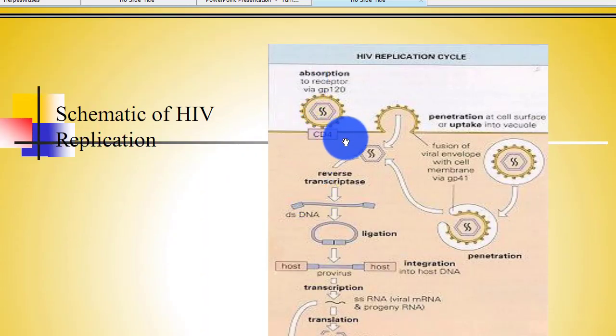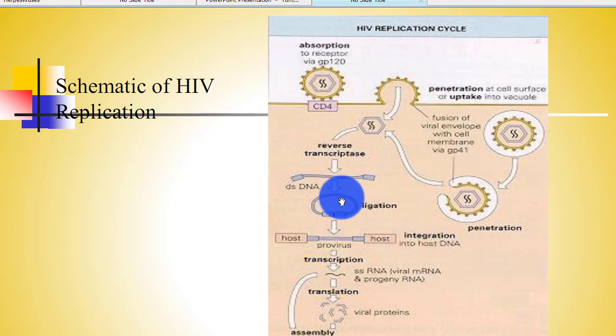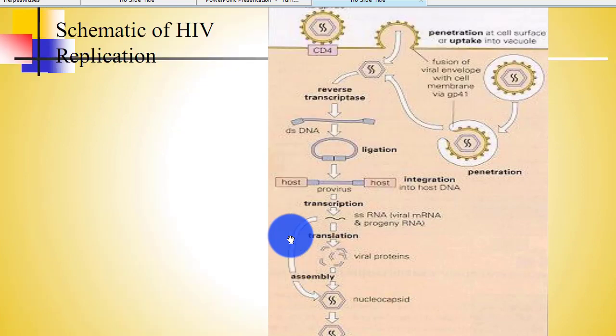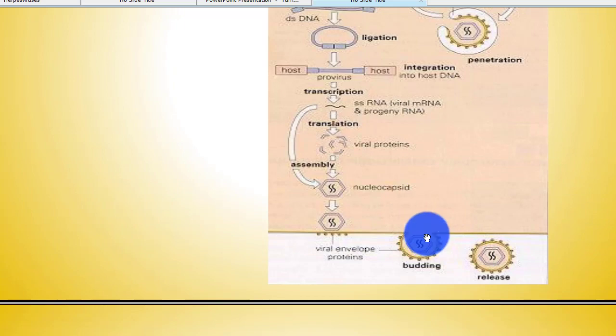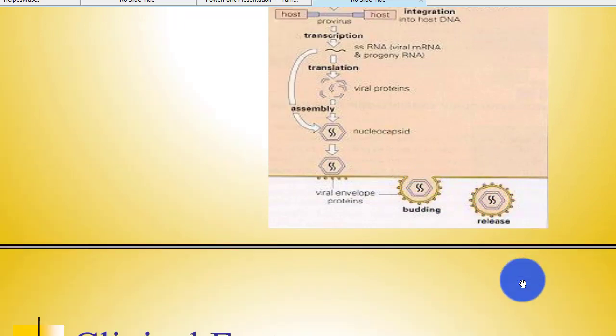Here, the virus is adsorbed on the CD4 cell membrane, followed by penetration and uncoating, and here it is reverse transcribed and integrated into the host DNA. After that, transcription and translation occur and viral protein is formed. Then assembly occurs, the nucleocapsid is formed, and there is budding and release of the virus.